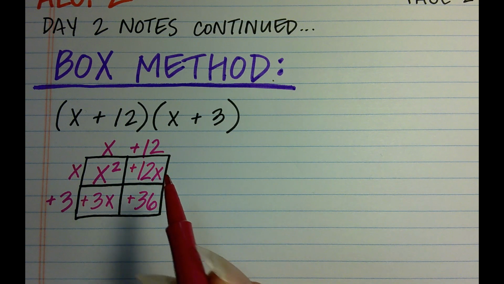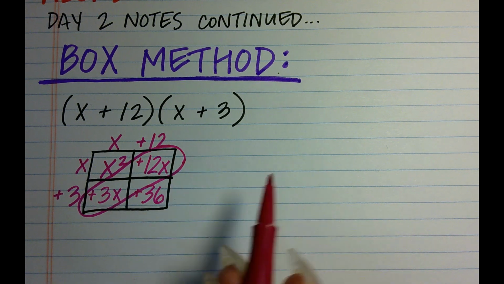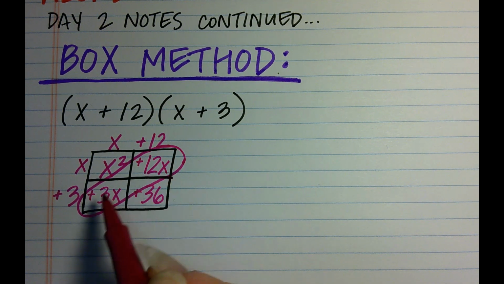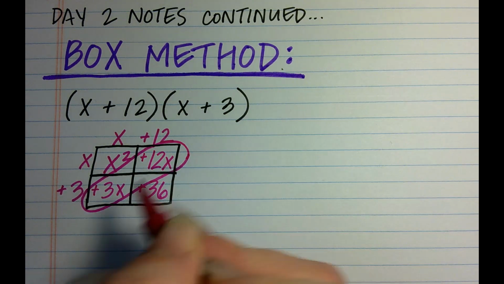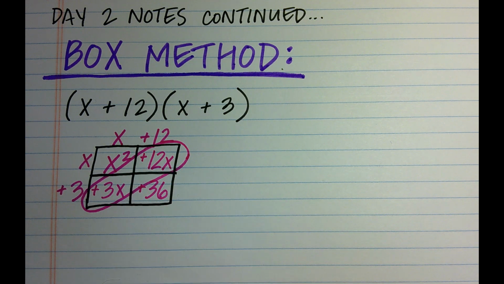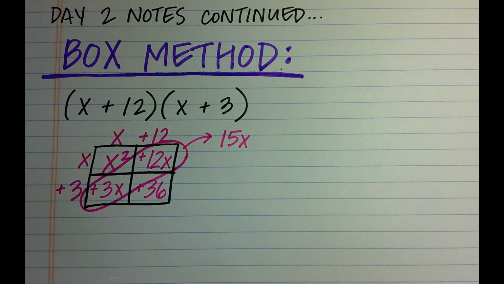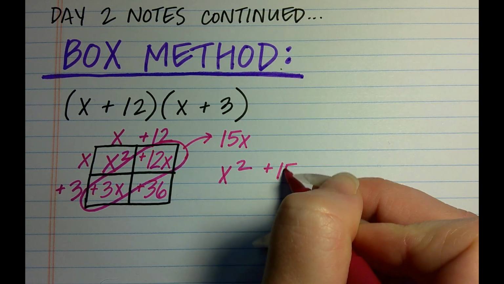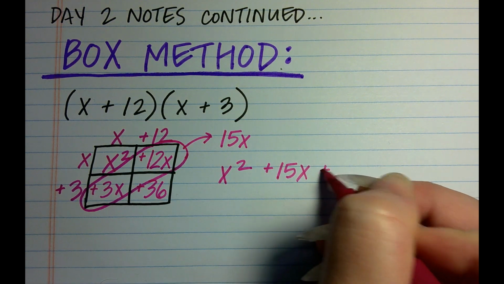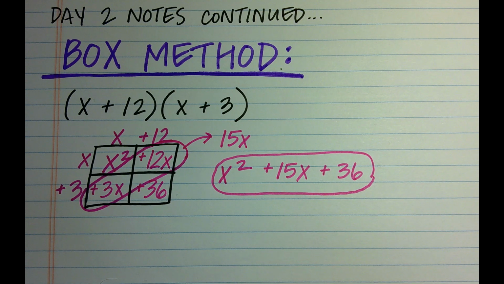3x and 12x. And using the box method, when we multiply binomials, your like terms are typically always going to be in this little diagonal pattern here. So we will write them out. I know 12x and 3x, when I add them together, I get 15x. So my final answer is pulling all of these out. I get x squared plus 15x plus 36, which is the same answer we got using the FOIL method.